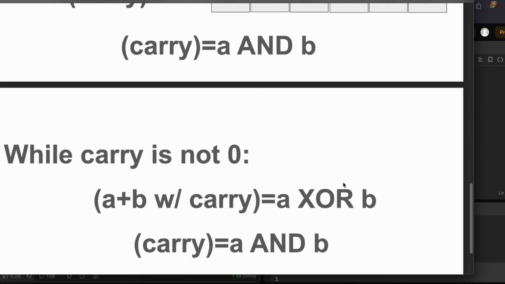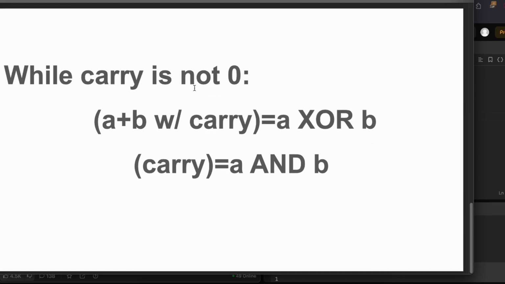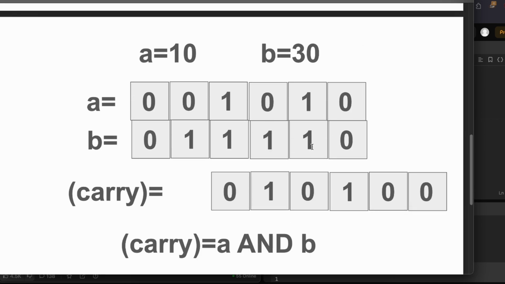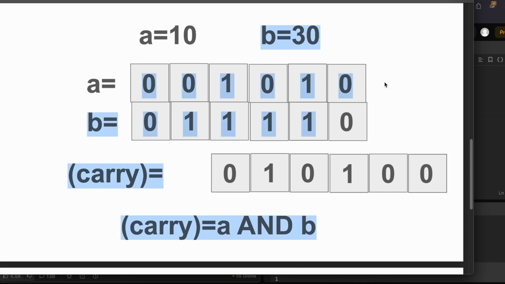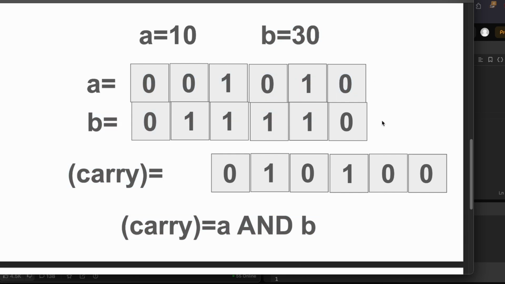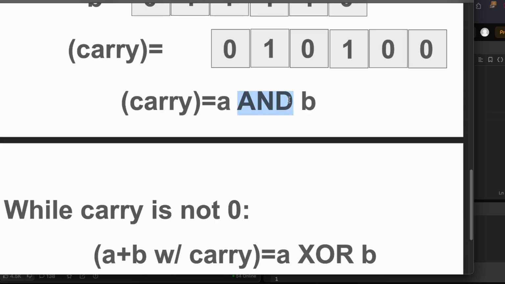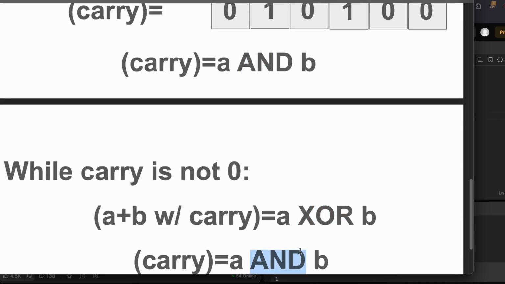So what happens is, while carry is not 0, we carry out these operations. A plus b without carry, the a exclusive OR b operation, and then the a and b operation with the shift by one placement, and then we continue this until the carry is 0, and the final answer is the summation. So the whole thing lies in the fact that once we convert it to the binary representation of the numbers, we actually don't need plus or minus. All we need is the exclusive OR operation and the AND operation.